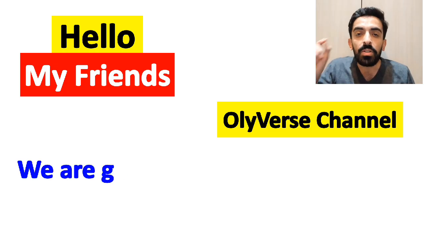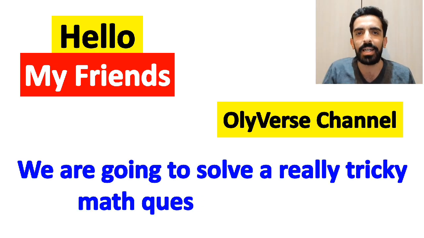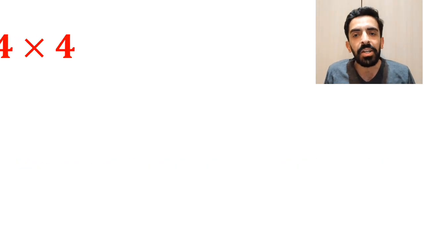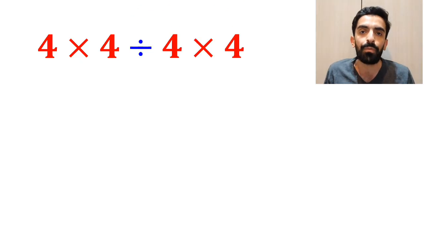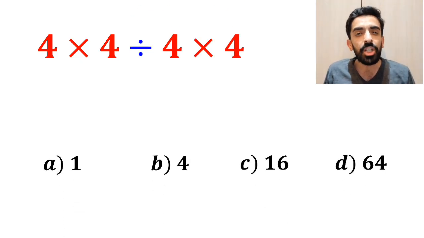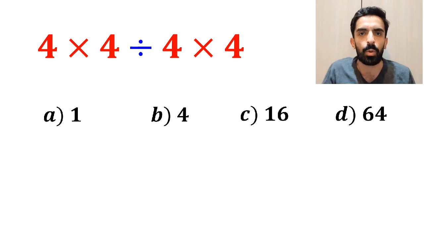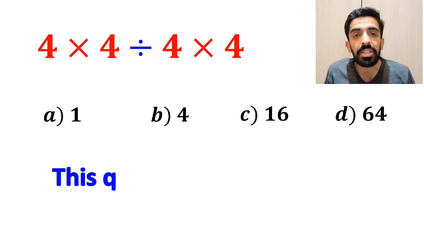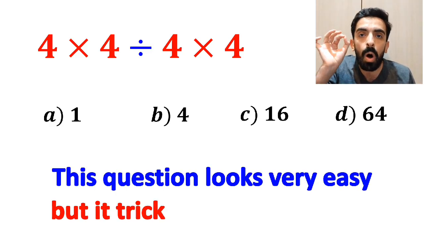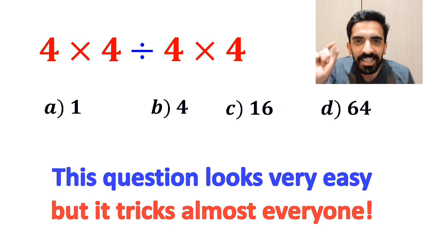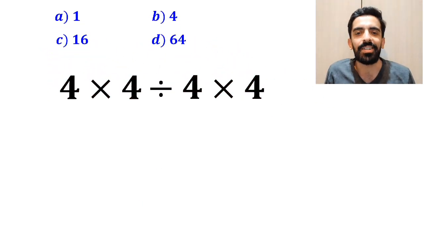In this video we are going to solve a really tricky math question together. What do you think is the value of the expression 4 times 4 then divided by 4 times 4? Which option do you think is the correct answer to this question? This question looks very easy but it tricks almost everyone. Let's take a closer look and solve it together.